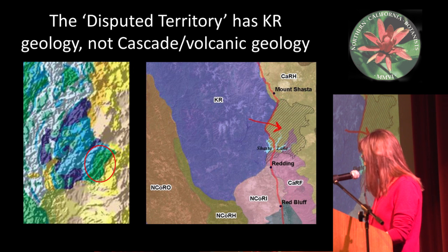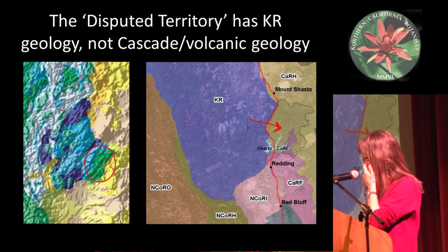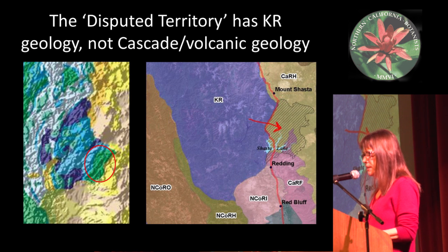Okay, so the oval on the left is around the same general area as the crosshatched area on the right that has the red arrow to it. That is the area that we were wanting to see appended to the Klamath Range.